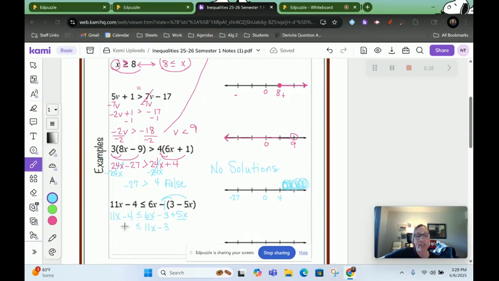Nothing else has changed, so I'm going to just write down everything else. And now I want to get things on the same side of the equal sign. So if I subtract my 11x, oh my goodness, the same exact thing happened again. Hopefully it didn't freak you out this time. If we write down what's left, we're trying to figure out, is -4 less than or equal to -3?